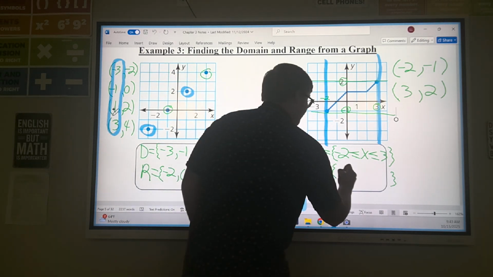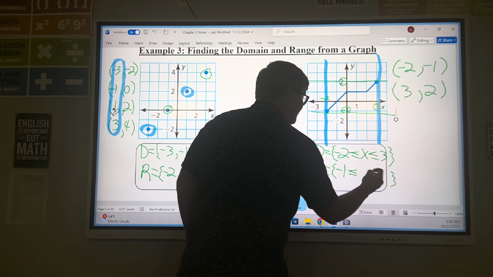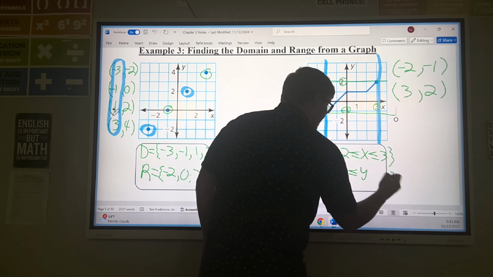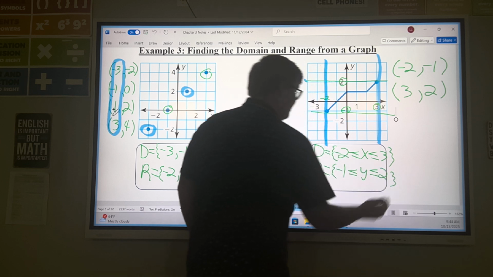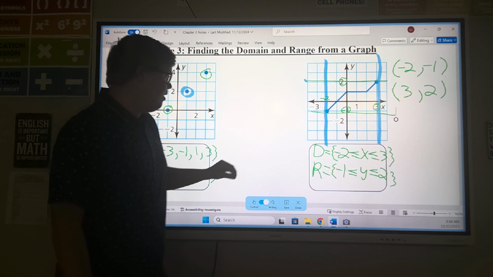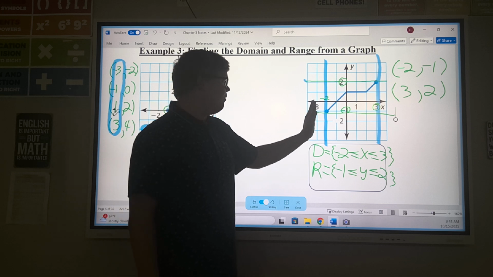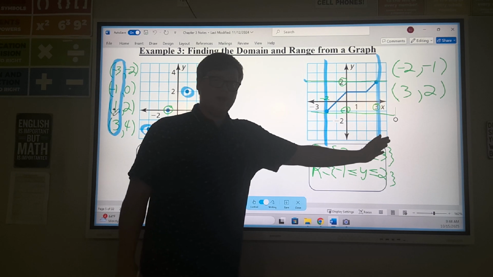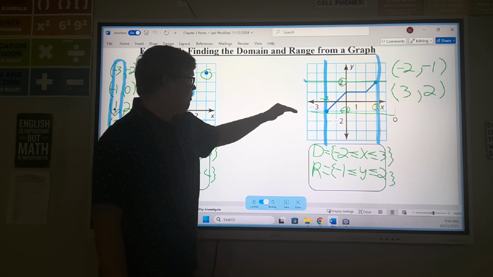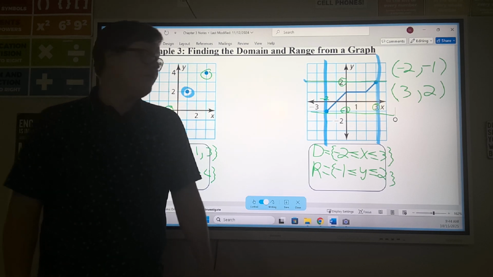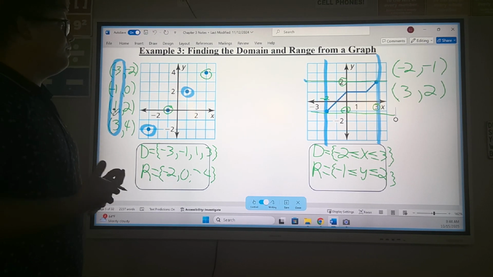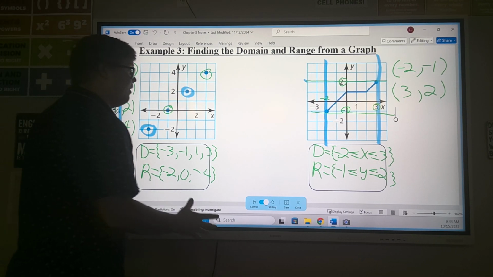So we have -1 first, with the same exact signs, and our y, because it's the y-axis, and our highest value is 2. So our domain is from left to right. Our range is from bottom to top. So, if you have any questions, please ask me in class. I know it's a little bit confusing.